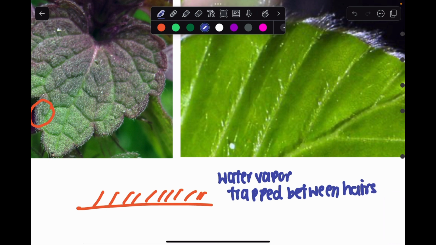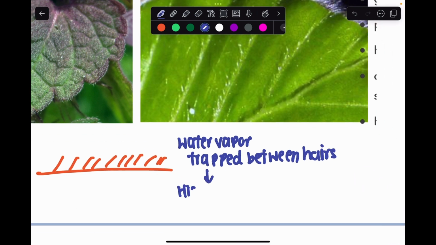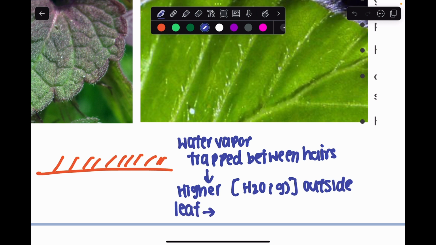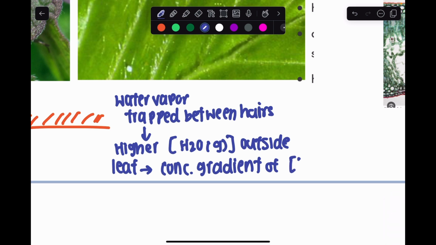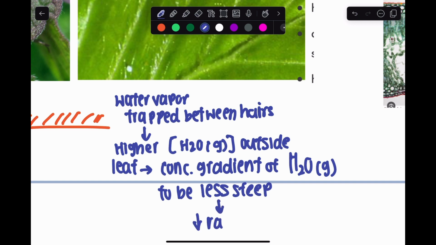Okay, and this will cause there to be a higher concentration of water vapor outside the leaf, and then this causes the concentration gradient of water vapor to be less steep, and hence there is a lower rate of water loss by transpiration.